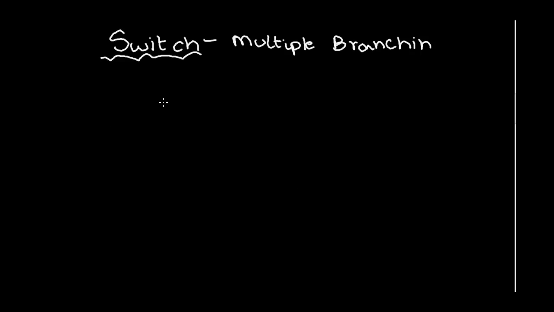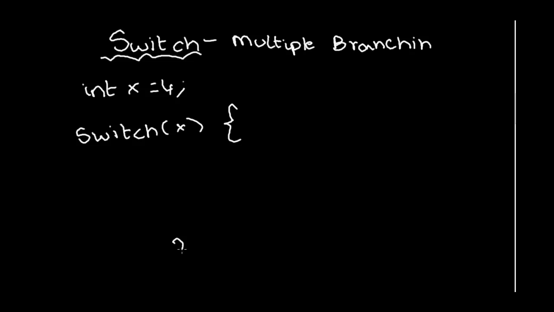Now a switch works on the basis of the value of a variable. So let me show you the syntax. Let's say you have a variable defined, int x equals 4. Then you write switch, bracket open x, open your braces, and here you write case 1, case 2, case 3, and so on.